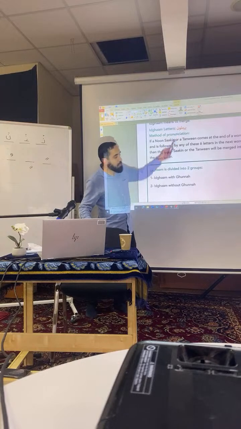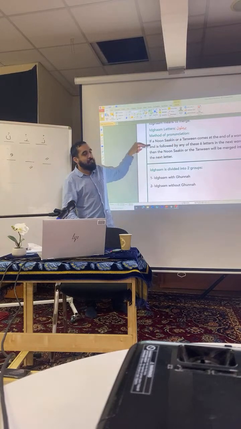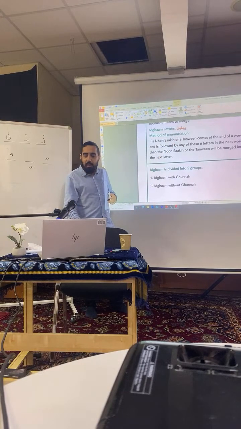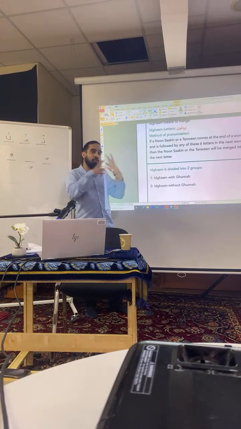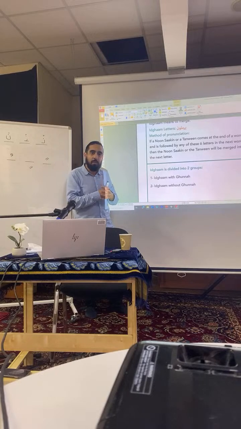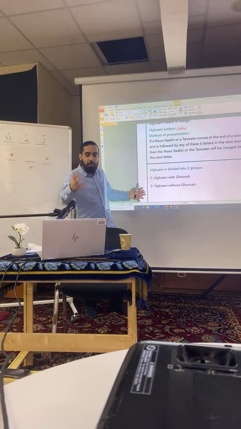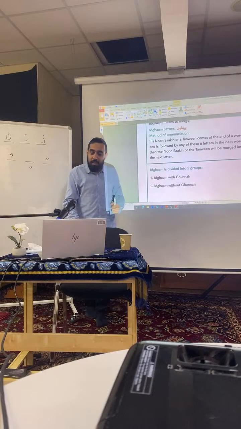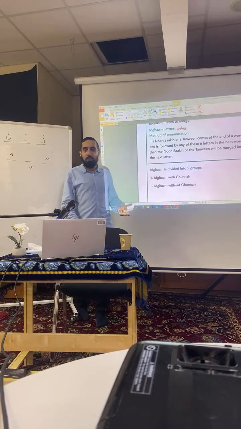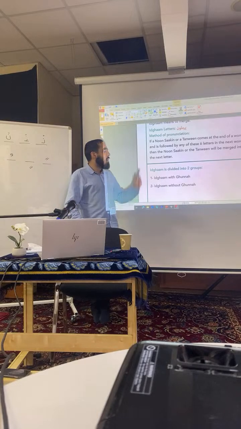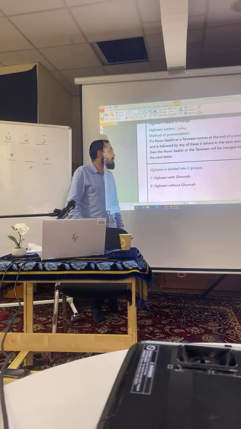1, 2, 3, 4, 5, 6. So these letters, if they come after a noon sakin or a tanween, then they would merge together. We'll show you how it merges, and I think most people already know it. The difficulty comes in rule 3 and rule number 4. Those become slightly more tricky. But this one most people know. Idhar everybody knows, idgham most people know, and you automatically pronounce it the way you should anyway.